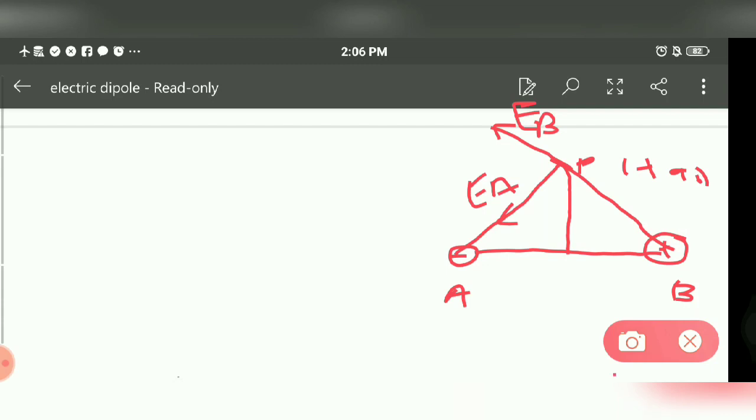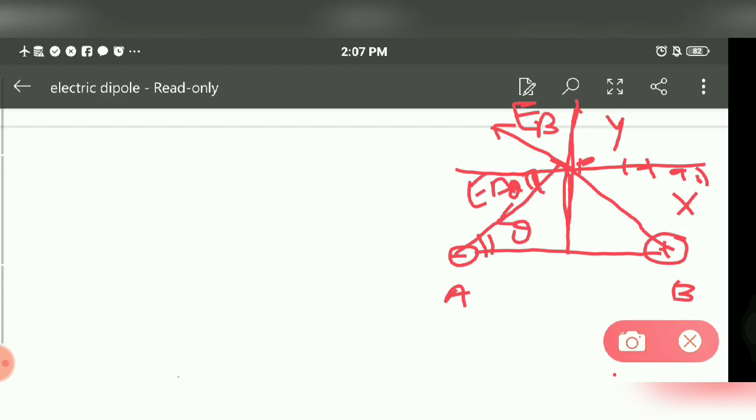Now we require the component. If I draw this as x-axis, this as y-axis, then we have component of both. Now what's the component? If I consider this angle, let this angle be theta, this is also theta. Why so? Alternate interior angle. This is theta, alternate interior angle.